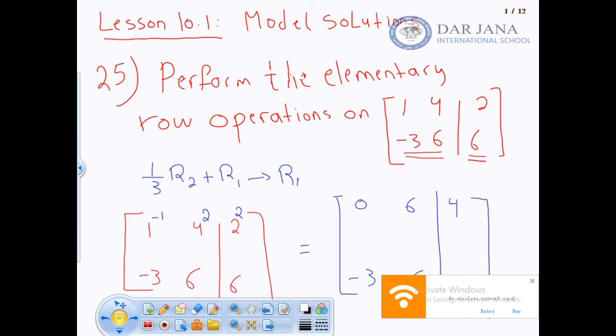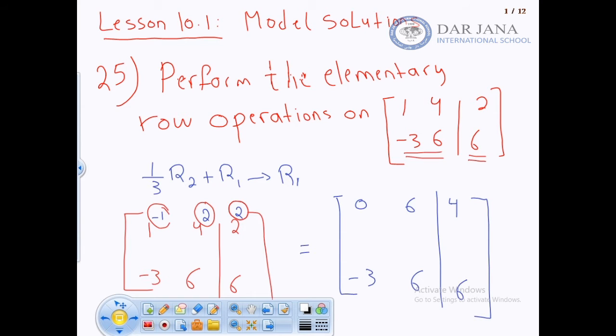1/3 of negative 3 is negative 1. 1/3 of 6 is 2, and 1/3 of 6 is 2. So I'm going to add negative 1, 2 and 2 to the first row, and the second row will not change. The second row will remain negative 3, 6 and 6, while the first row will change from 1 to 0 because I added 1 plus negative 1.